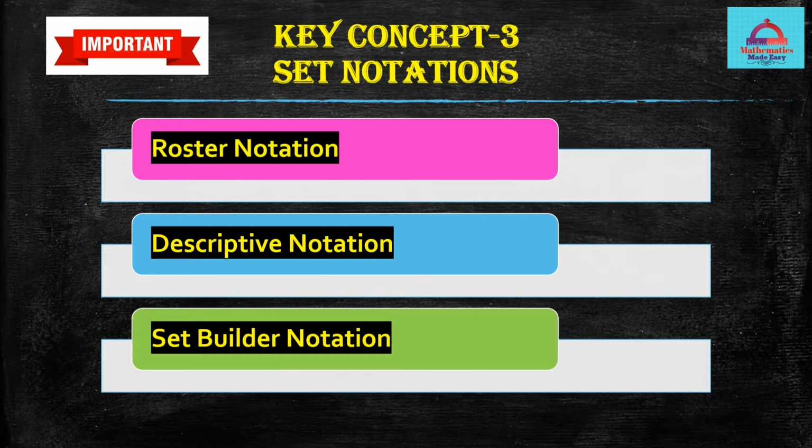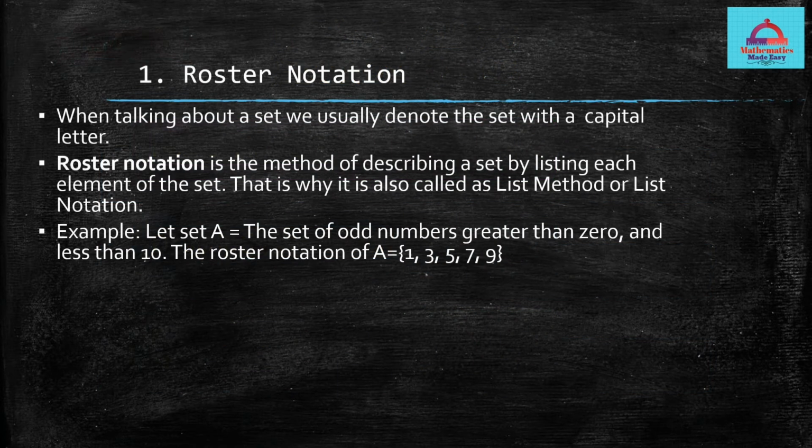Let's begin with the first notation, which is the roster notation. In the roster notation, usually when we talk about the set, first thing you should recall from the previous session is that your sets are denoted with a capital letter or a capital alphabet. In roster notation, this is a method in which you are describing the elements of the set by listing them all. And that is the reason why roster notation also has a different name, which is called the list method or the list notation.